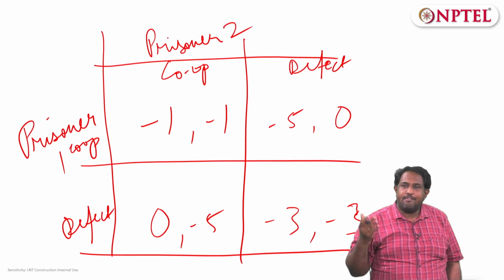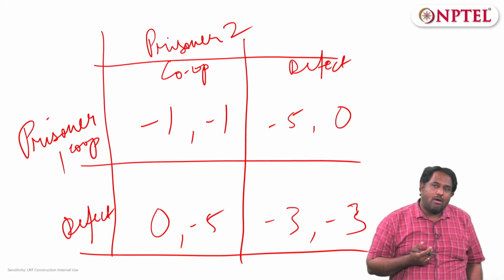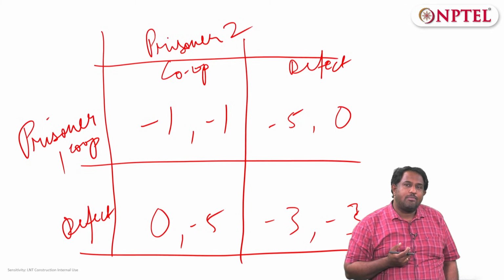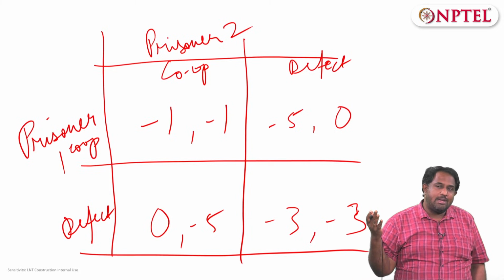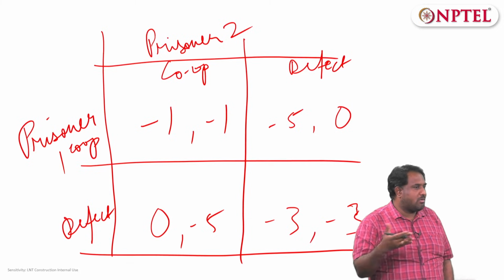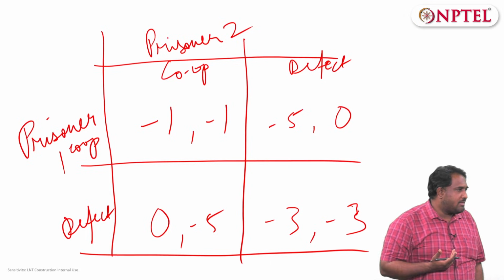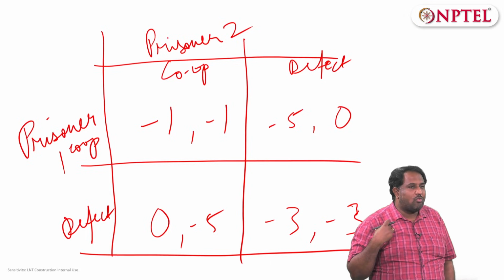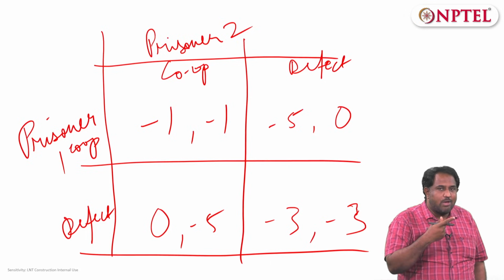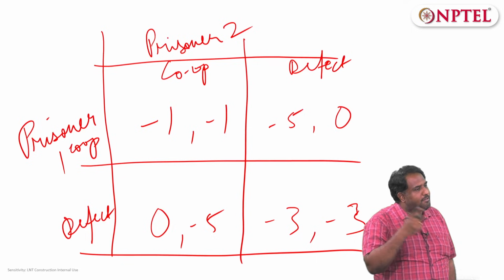So if you have a scenario wherein prisoner 2 is defecting by not agreeing to the crime and saying that, well, I was not involved and it was only the first guy who was involved, the first guy will go in for 5 years, right?